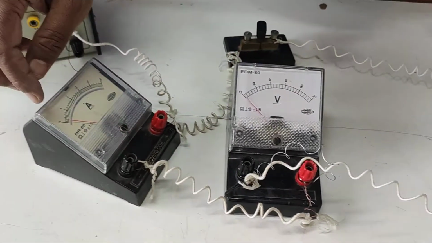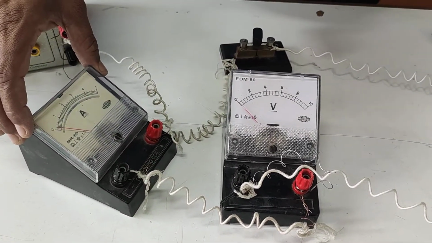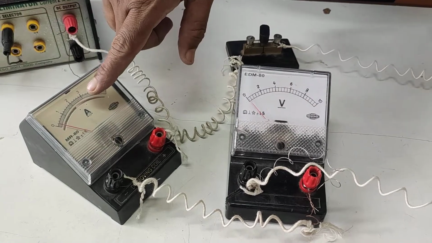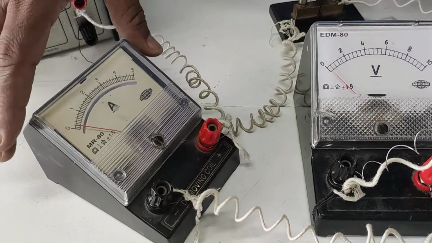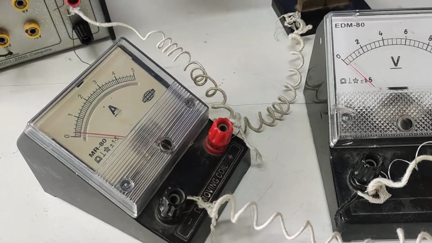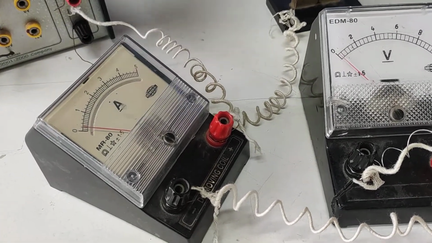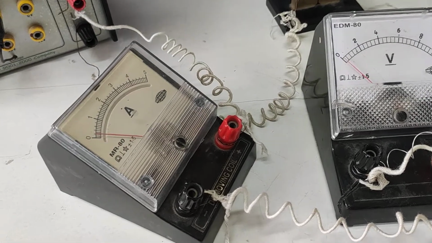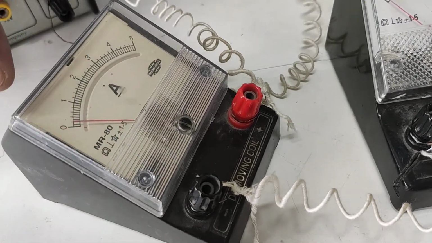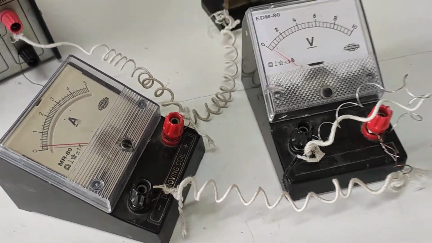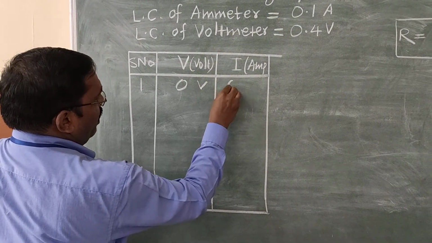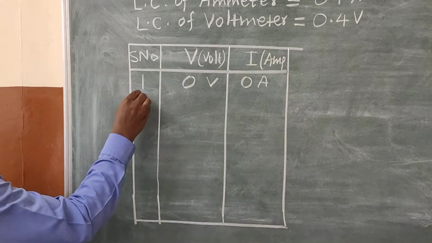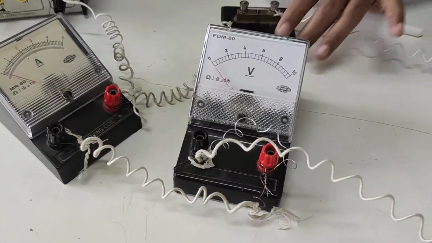So this reading is 0 and this reading is also 0. Inside there is a mirror, so you have to look through a single eye. It's a reflection, and you have to see the pointer and its image in the mirror, both. So both the readings are 0. So the first reading is 0 volt, 0 ampere. This is the first reading.